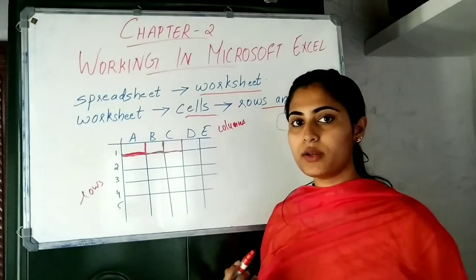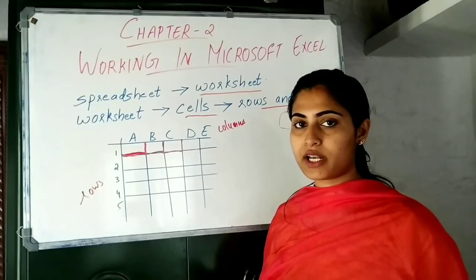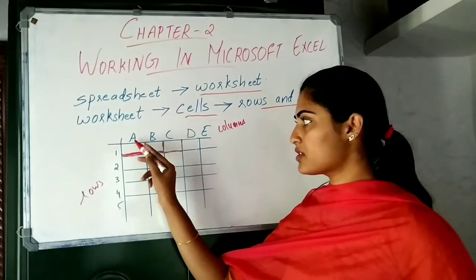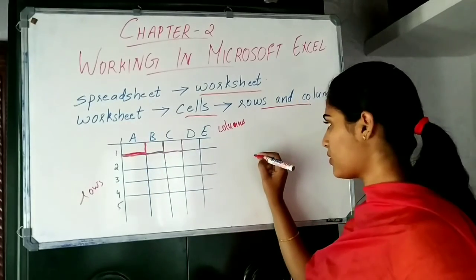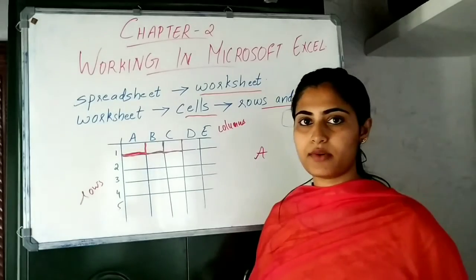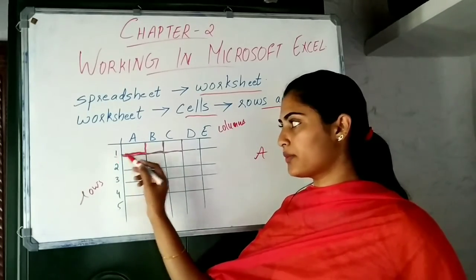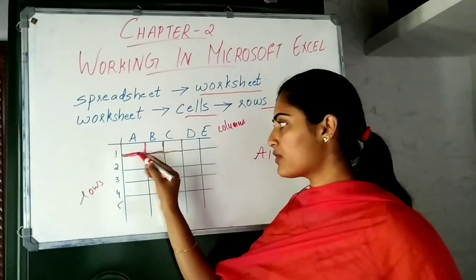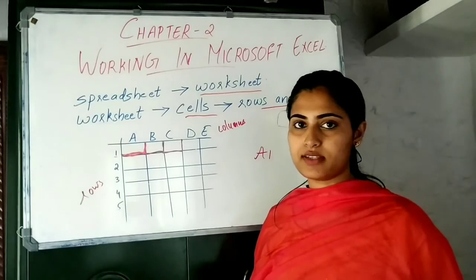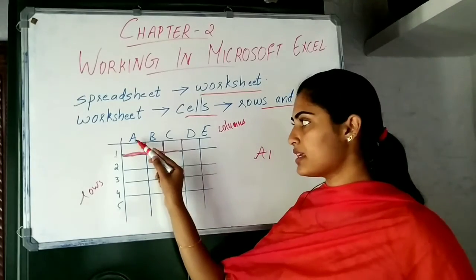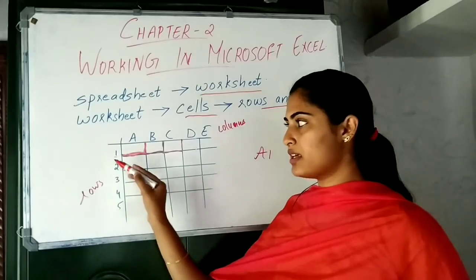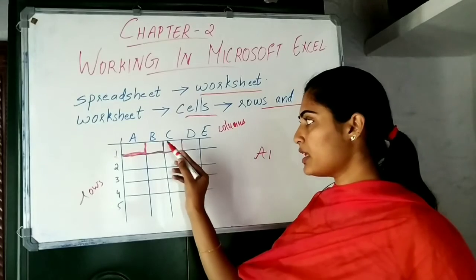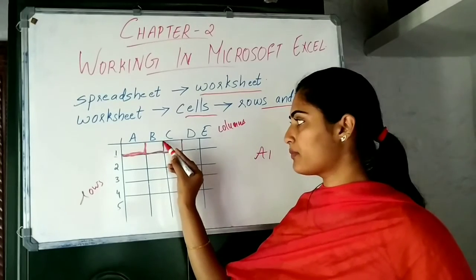How will we name this first cell? For naming a cell, first we will write the name of the column. What is the name of this column? It is A. And what is the name of that row? It is 1. So, A1 is the name of the first cell. This is how we name a cell. First we write the name of the column, and then the name of the row.